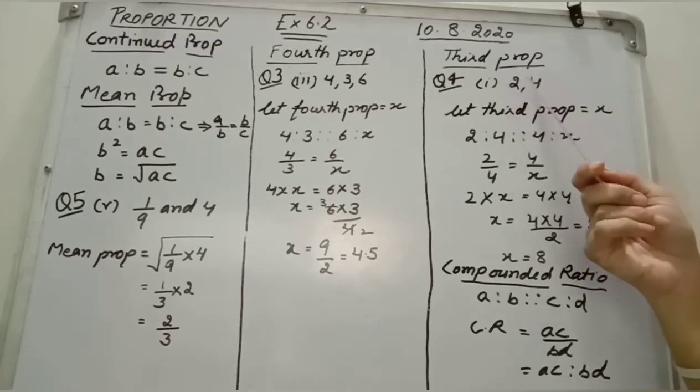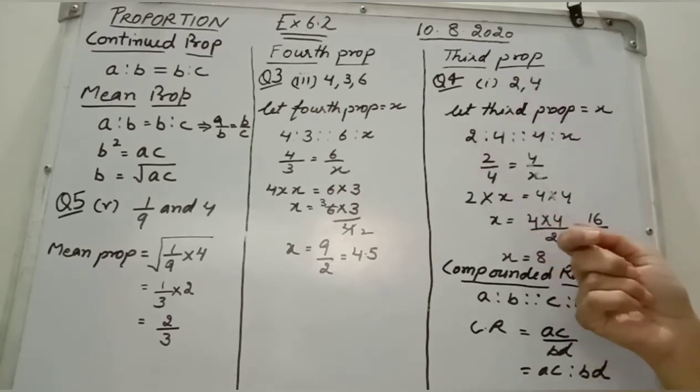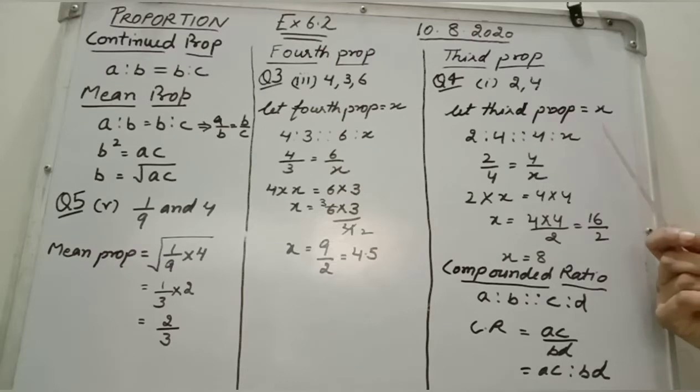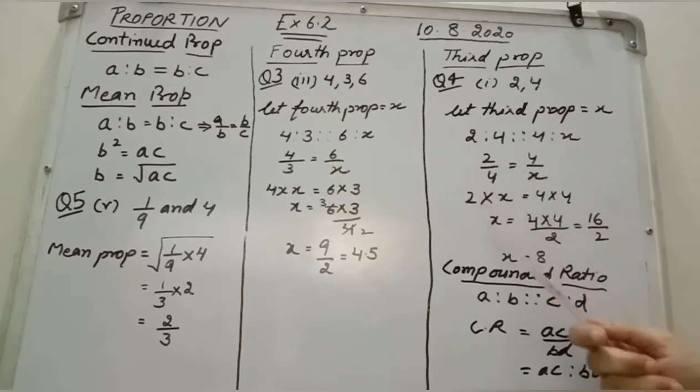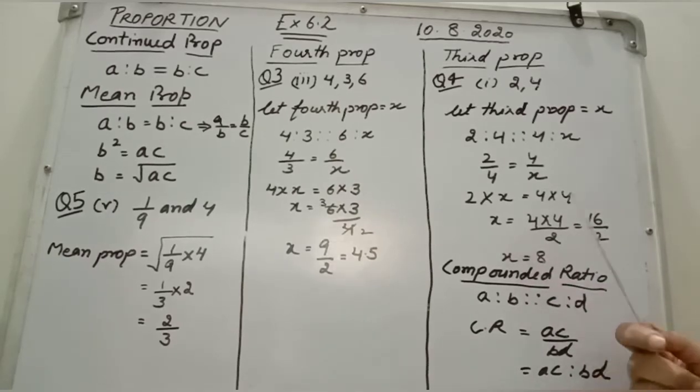So we repeat this one, 4. 2:4 proportional 4:x. Right, 2 over 4, 4 over x, cross multiply. So to move other side, after cutting we get x is equal to 8. Means third proportional is 8. Okay, like that we will do the other sums.